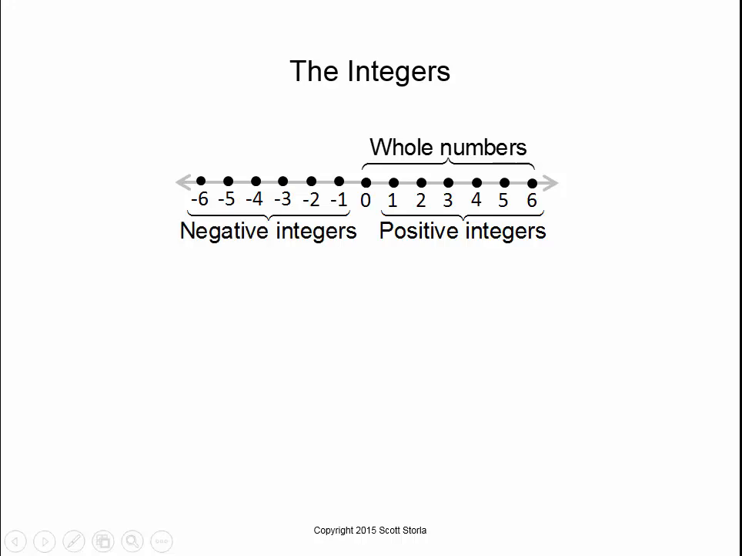So these values, negative 1, negative 2, negative 3, are the negative integers. The values 1, 2, and 3 are the positive integers, and we also have the value 0.